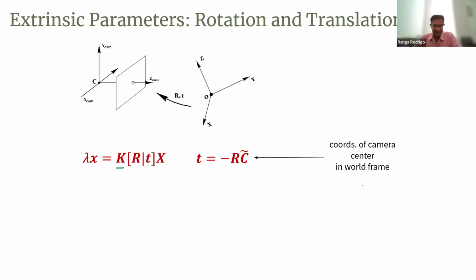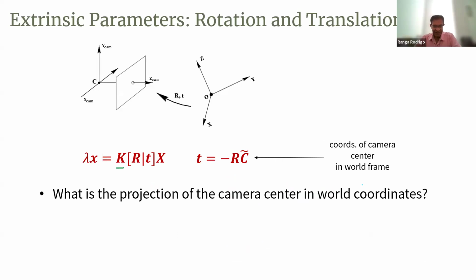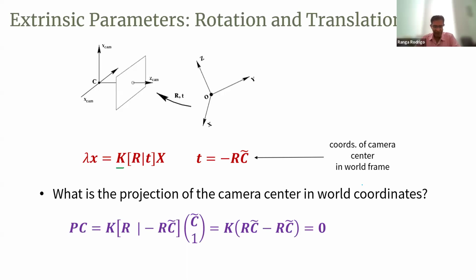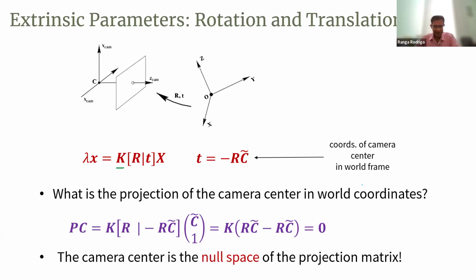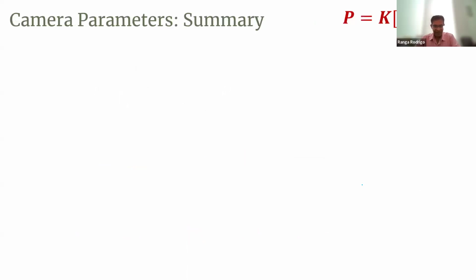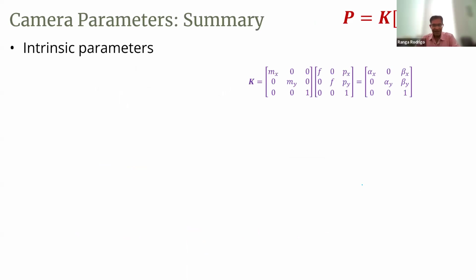Okay. Coordinates of the camera center in the world frame. What is the projection of the camera center in the world coordinates? If you do that, you will get 0. The camera center is the so-called null space of the projection matrix, and so on and so forth. So in summary, P equals K R T. We have to remember that.